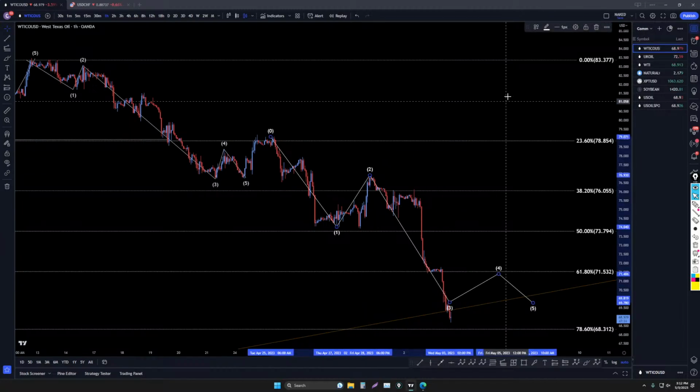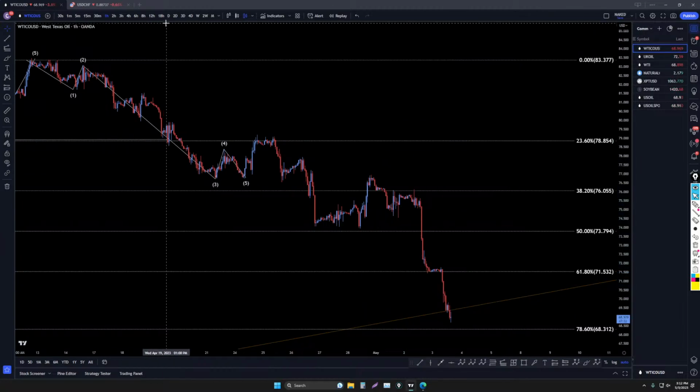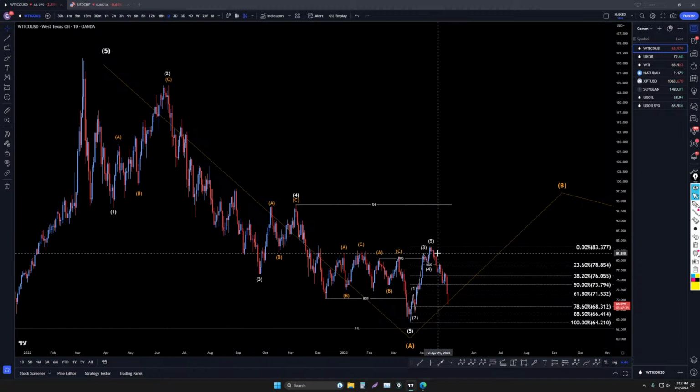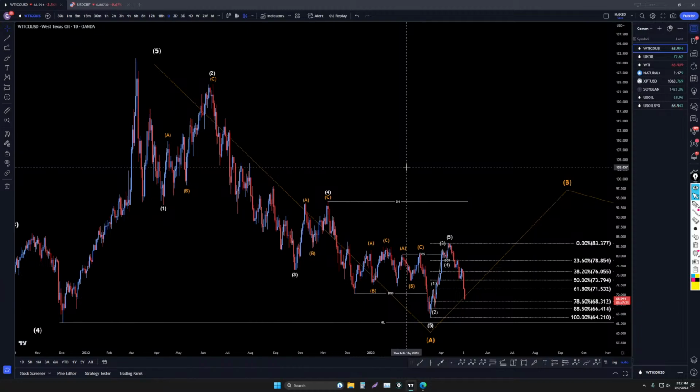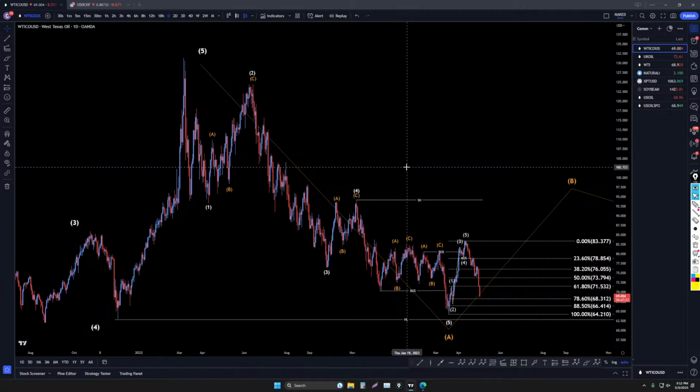Still going down. I'm going to get rid of this for now. I think we're back in the downtrend. I mean, look at that. That has to be continuing the downtrend. There's pretty much nothing else that it could be. Which is a little tricky.